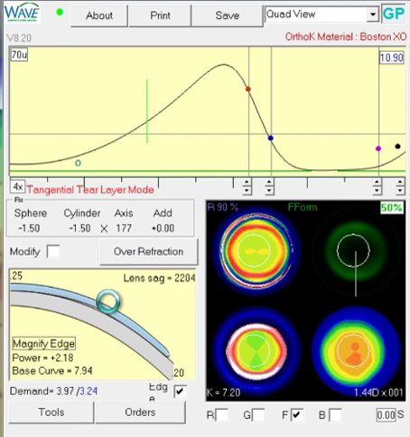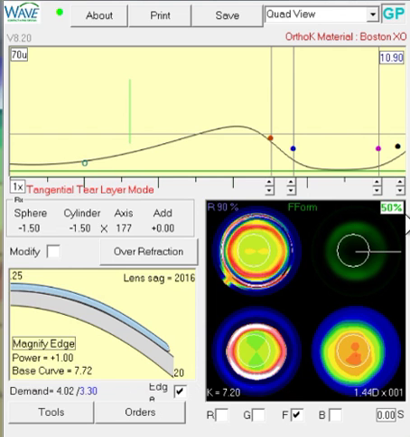Computer's kind of running slow, so I'm just going to pause the video. So here we have our new lens with the oval optic zone and higher demand. It's about 0.3 of a millimeter flatter in the vertical meridian than it is in the horizontal.